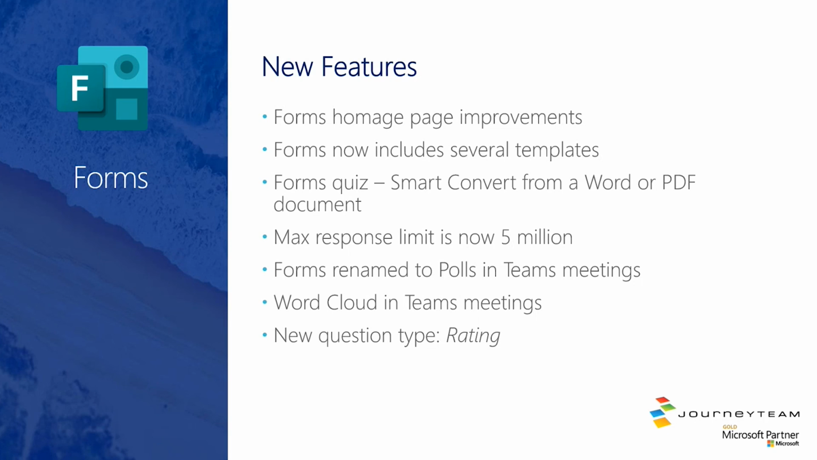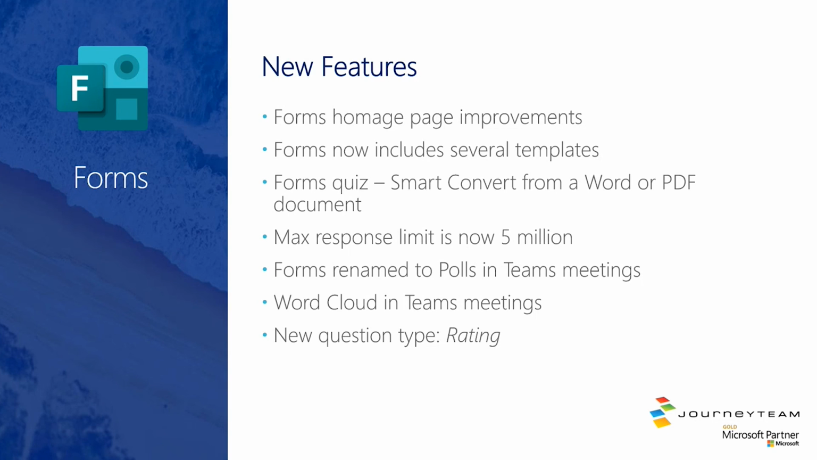And then Forms is renamed to Polls in Teams meetings. If you're on Teams, you'll see the Forms logo. It's actually called Polls. That's where you can create your word cloud in a Teams meeting and send live polls during presentations. Just look for Polls in Teams. And then there's a last update. There's a new question type of a rating. That's going to be super helpful for feedback type questionnaires and forms. So you can send that out now that we have a new question type of rating.